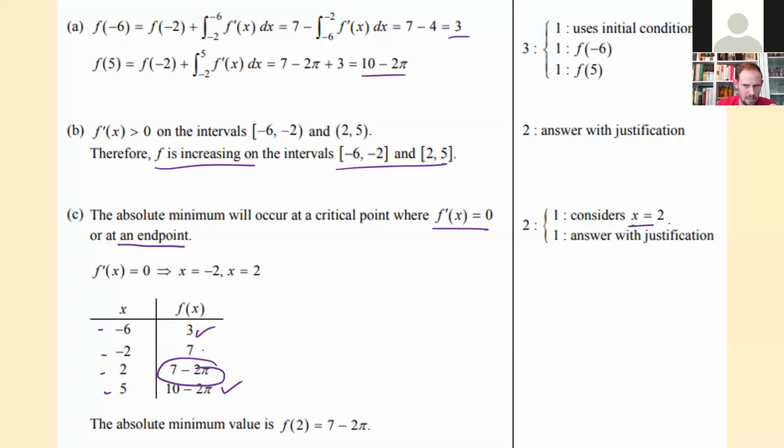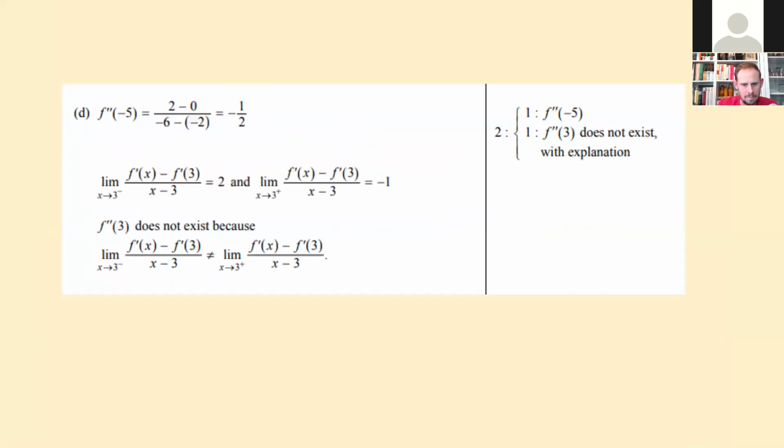Because look, it just says consider x equals 2, answer with justification. Justification means you check the endpoints against this guy. So technically, if you left off this -2, that's not a problem. But if you left off the endpoints or this guy, or didn't check the actual values, or just said this was a max, you still had to check the other endpoint at 5. Yep.